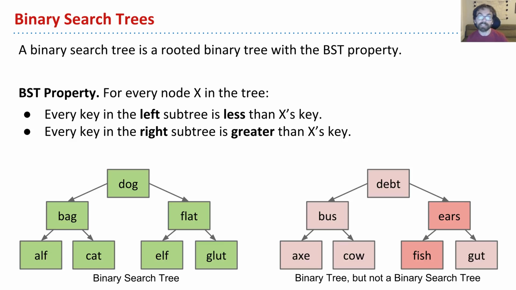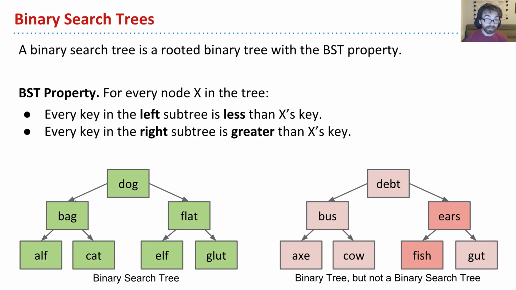We see it in the definitions, we see it in the way that the code is written, and so here, let's see a couple examples. So right here is a binary search tree because dog, that's the root here, has two children, bag, elf, and cat, and all of these are less. And on the right, we have flat, elf, and glut, all of which are greater.